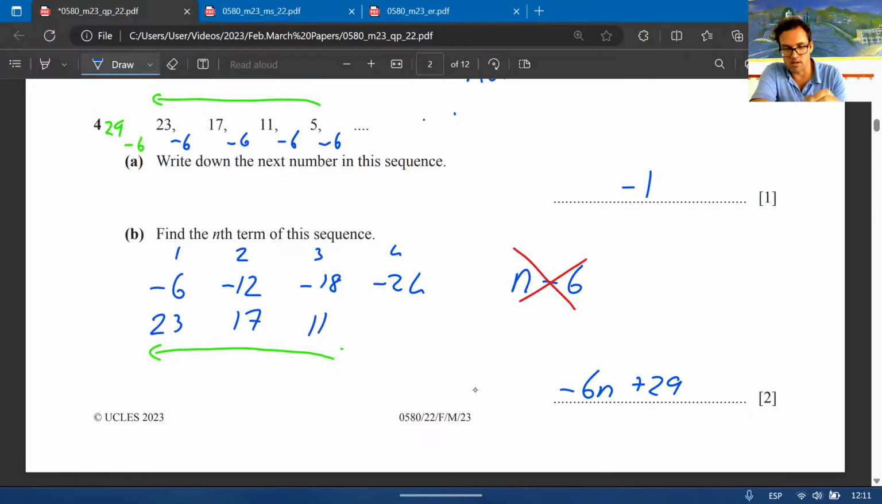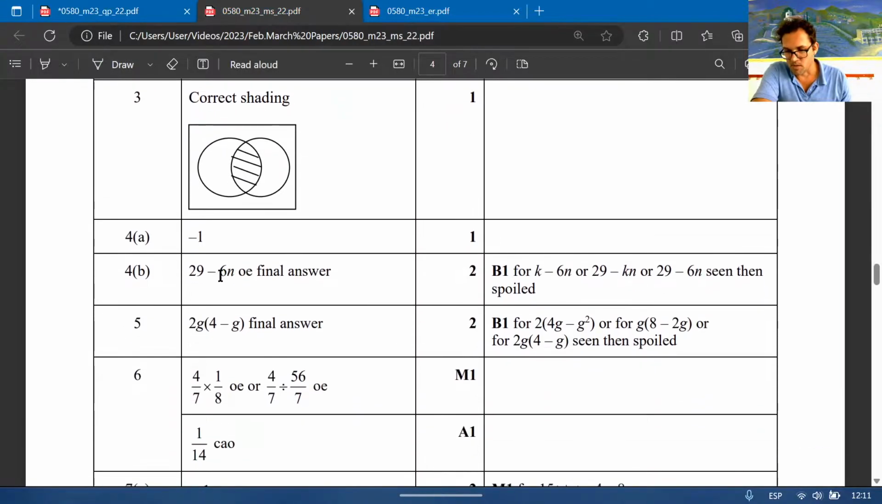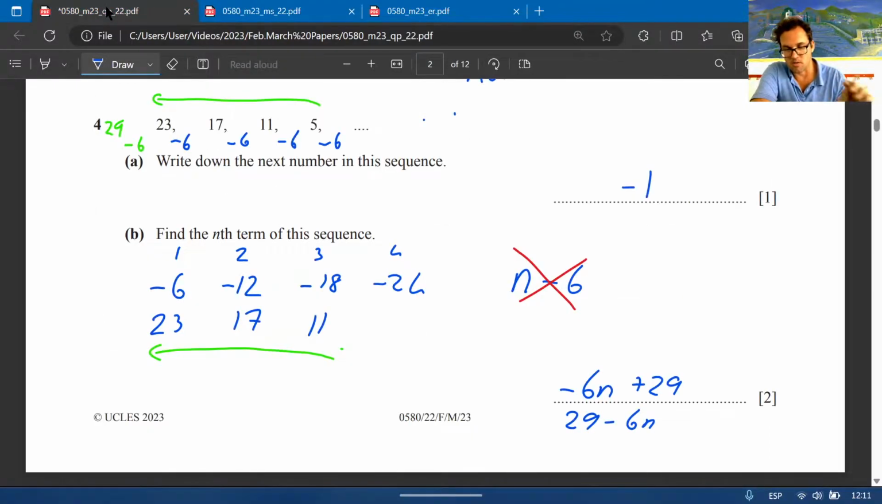Okay, and that's the correct answer. The mark scheme, usually they just write it the other way around, but it doesn't matter. Okay, because it says or equivalent, OE. So -6n plus 29 is a perfectly good answer.